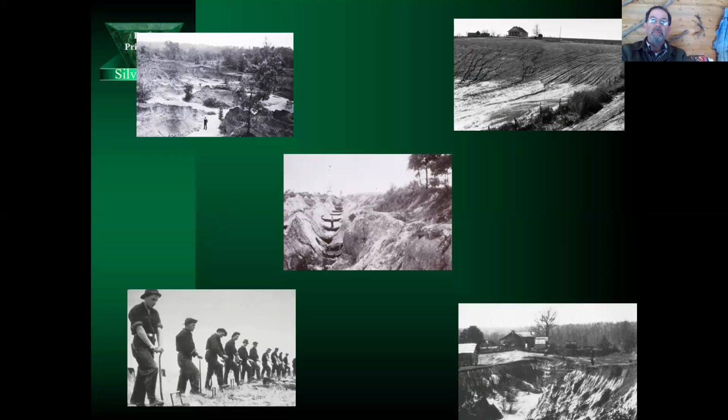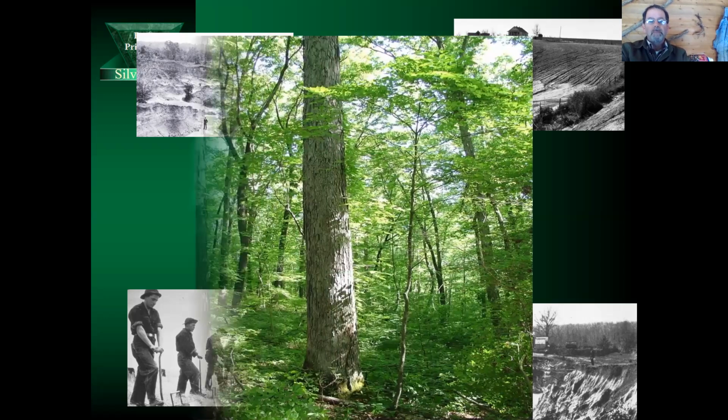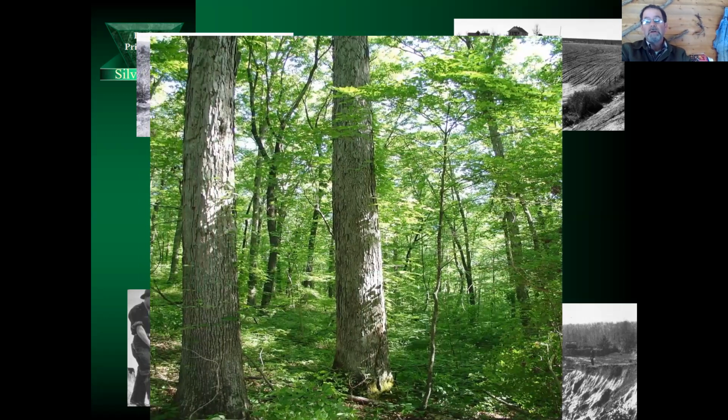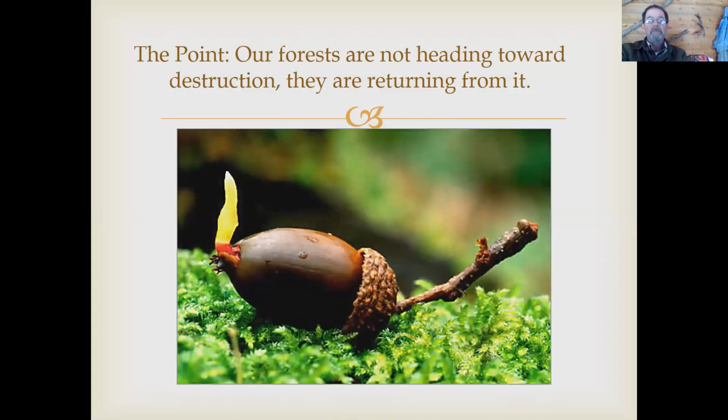If we were to go back in time 100 to maybe 150 years and studied our landscape, many of us would be appalled at how the landscape looked. In the process of developing our nation, we had kind of exploited the land. We had cut too many trees, and the soil and the trees alike, it took a toll on them. But through silviculture, through the educated caress of conservation, the land was able to be restored. And that's where the profession of forestry and the science of silviculture comes in. The point is that our forests are not heading toward destruction. They're actually returning from it.